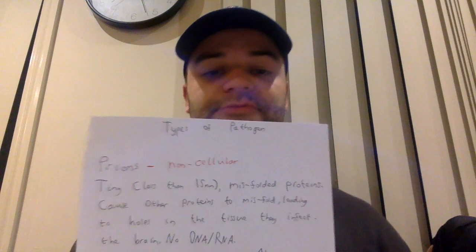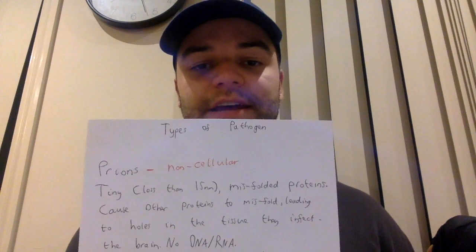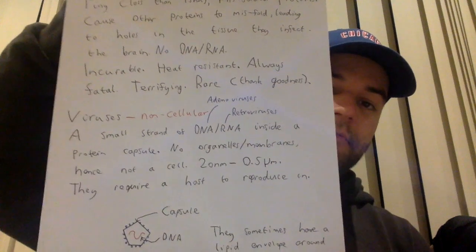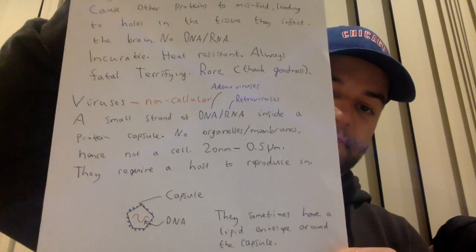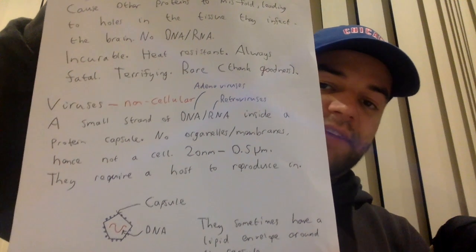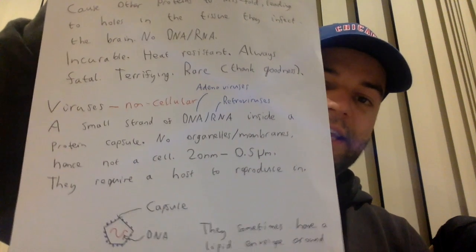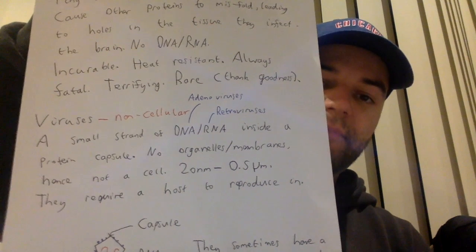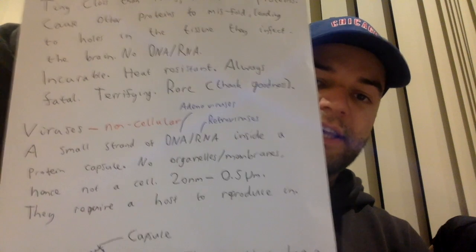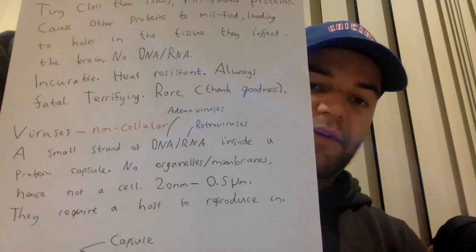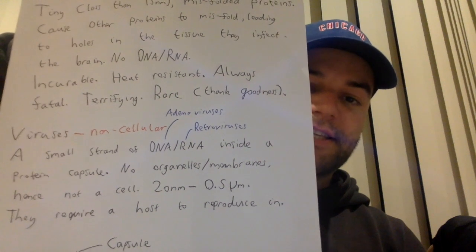So yeah. So prions, really scary, but very rare, fortunately. So they're non-cellular, and they're just a misfolded protein. Then we've got viruses, and obviously a virus is what's causing the world to be all unusual at the moment. So they're a very small strand of either DNA or RNA. If it's DNA, they're called an adenovirus, and those are the more common sorts of viruses. If they have RNA, they're a retrovirus. And that's contained inside a protein capsule. They don't have any organelles or membranes, so they're not counted as a cell.